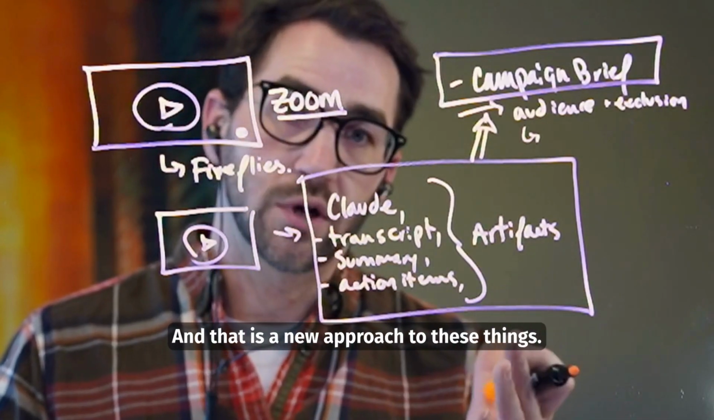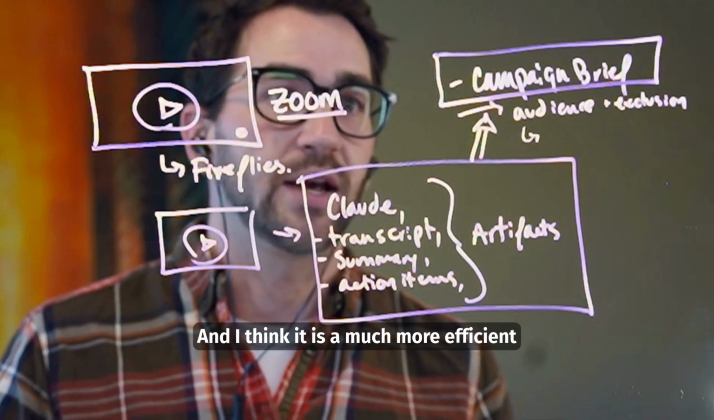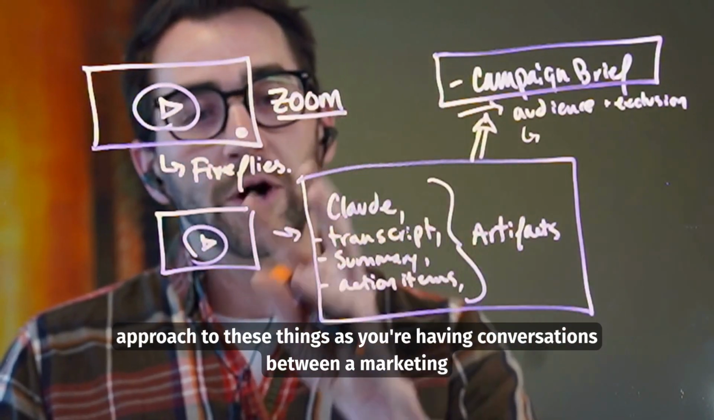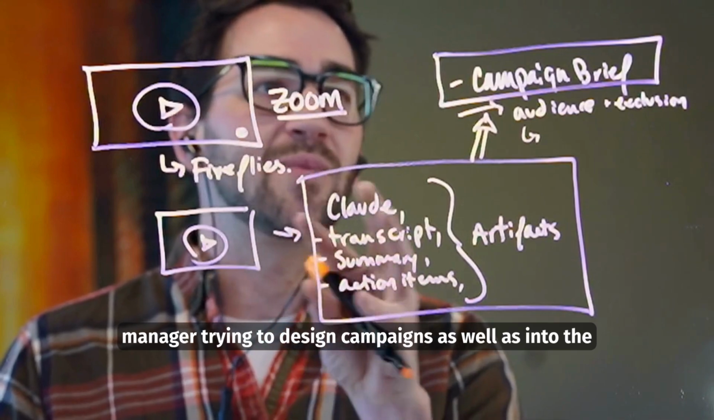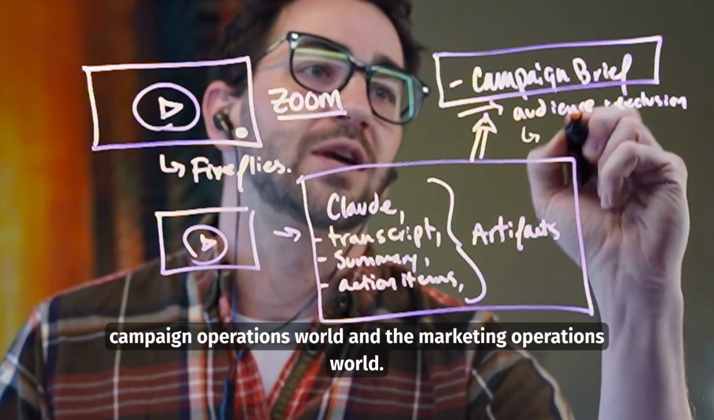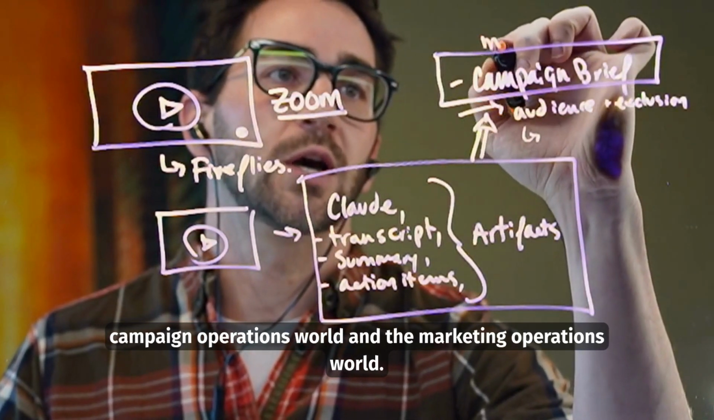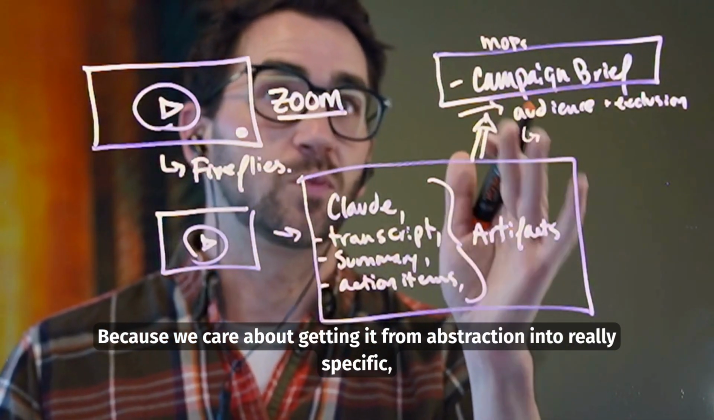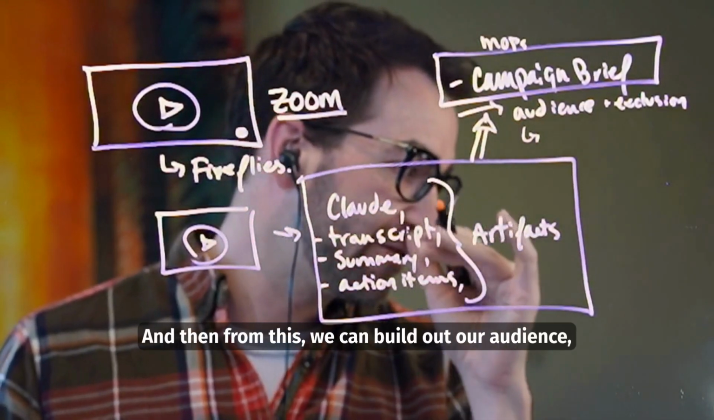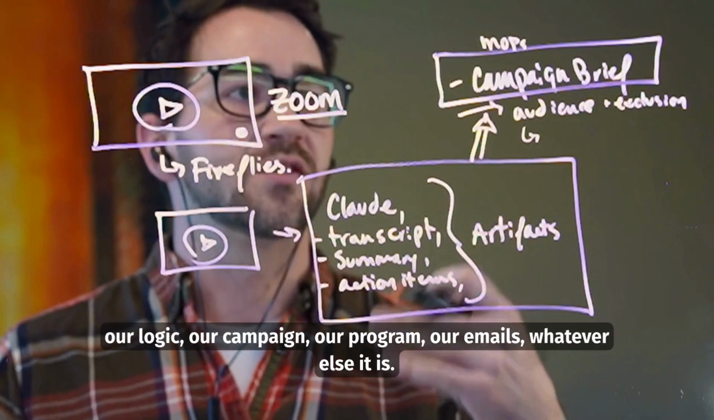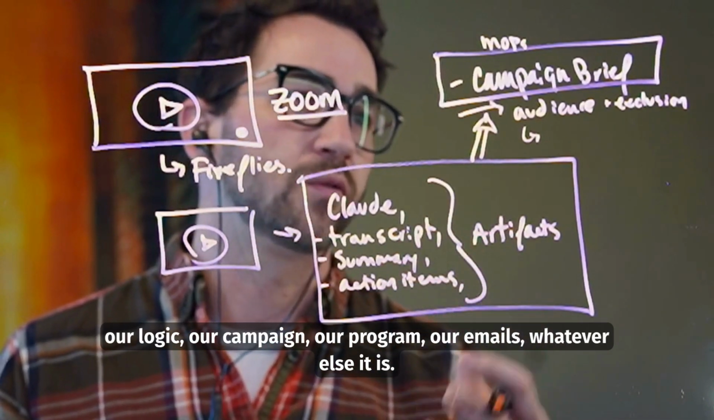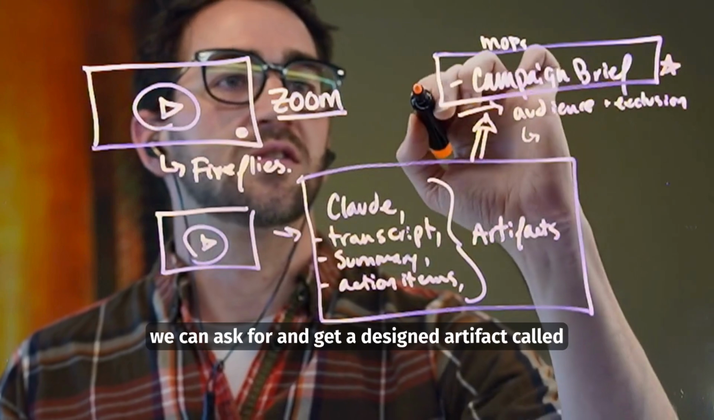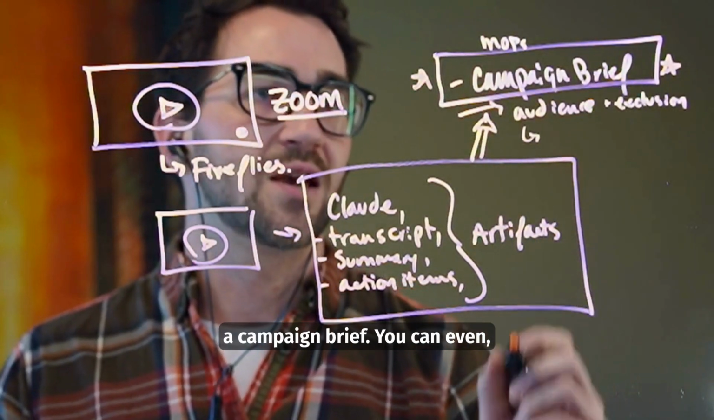And that is a new approach to these things. And I think it is a much more efficient approach as you're having conversations between a marketing manager trying to design campaigns as well as in the campaign operations world and the marketing operations world. Because we care about getting it from abstraction into really specific, fill-out-able things. And then from this, we can build out our audience, our logic, our campaign, our program, our emails, whatever else it is. But the whole point is we can ask for and get a designed artifact called a campaign brief.